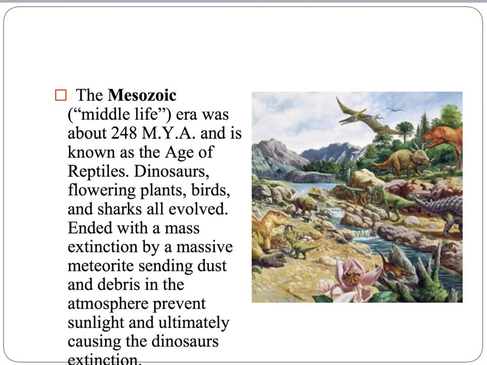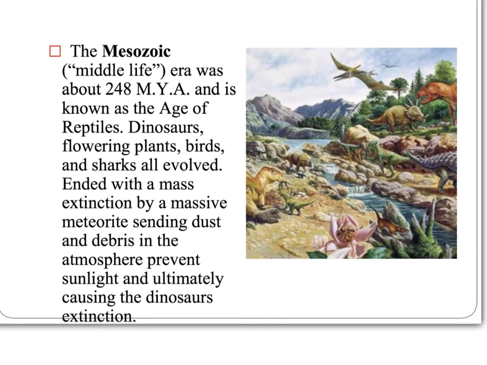So next is the Mesozoic era. Now, this is the age of reptiles. So what happened in each era? Mesozoic, the age of reptiles. Now, dinosaurs, plants, birds, there's tons of new animals. And here's the crazy thing, is they all died, right? There's no dinosaurs now.